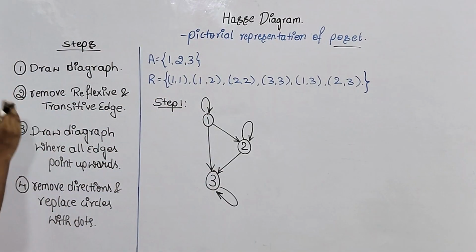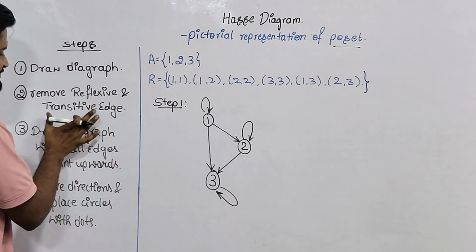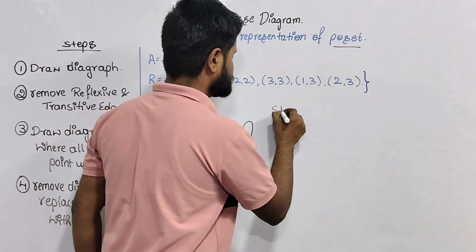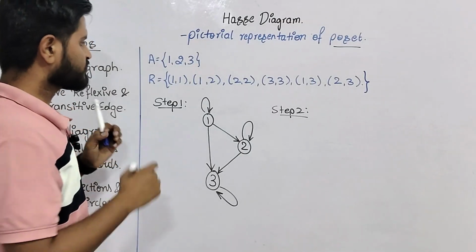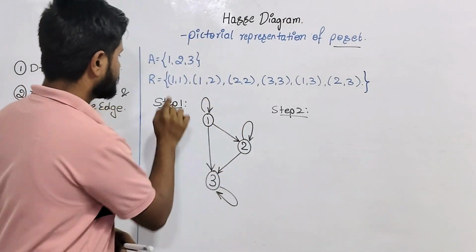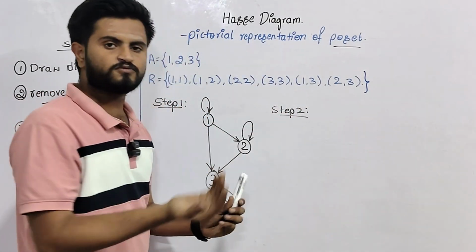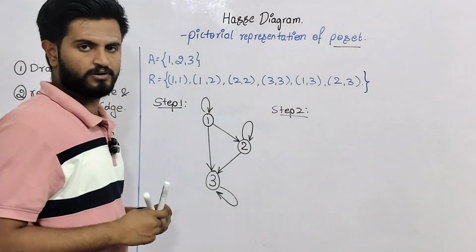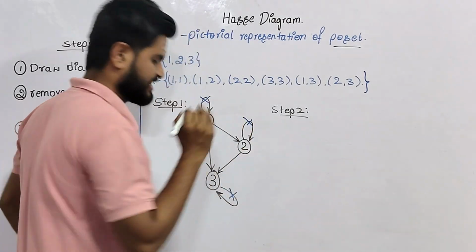Now let's move to the second one. What does the second step tell? Remove the reflexive and the transitive edges in the digraph. First let's remove the reflexive. Reflexive means wherever there will be a similar pair. Here 1 comma 1, 2 comma 2, 3 comma 3. So these will be called the reflexive. So the self loops will be removed from the diagram.